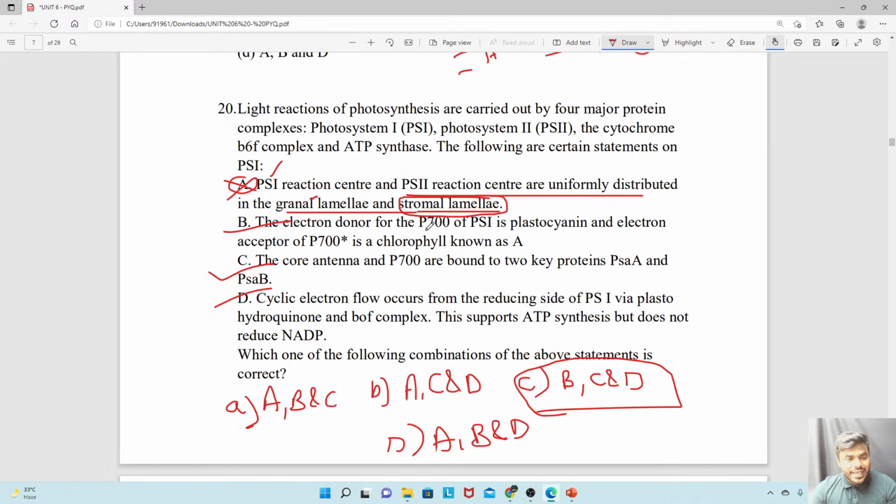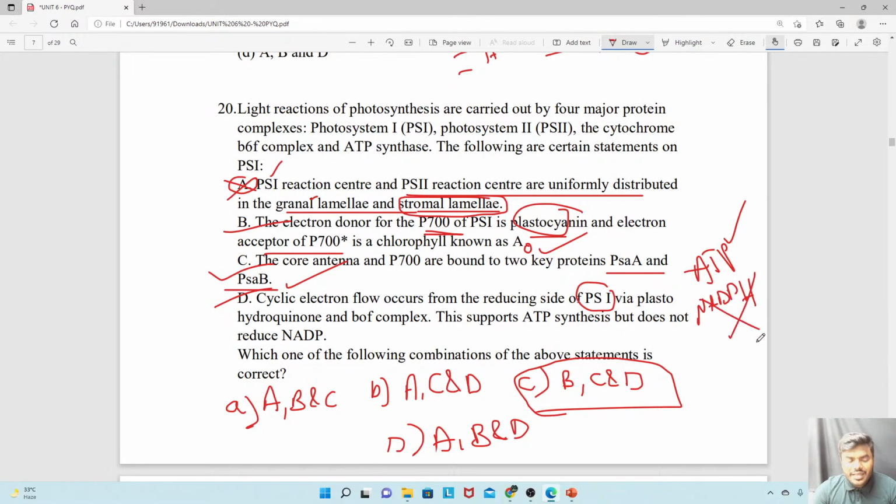Anyway, we know that the electron donor for P700 is what? Plastocyanin. And from P700, who is going to accept the electron? It's not A, it's A0. I told you now. Then the core antenna and P700 bound to PsaA and B. Absolutely right. B is right, C is right. Cyclic electron transport flows from the reducing side of PS1. We already discussed, right? In cyclic photophosphorylation, we only produce the energy equivalent, ATP. We never produce the reducing equivalent, that is NADPH. So D is also right. Hence the correct answer will be C.